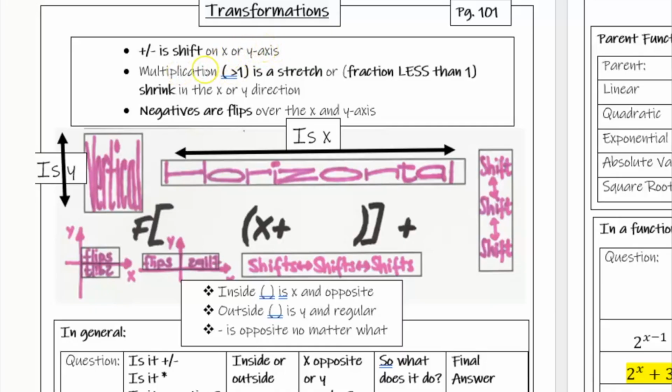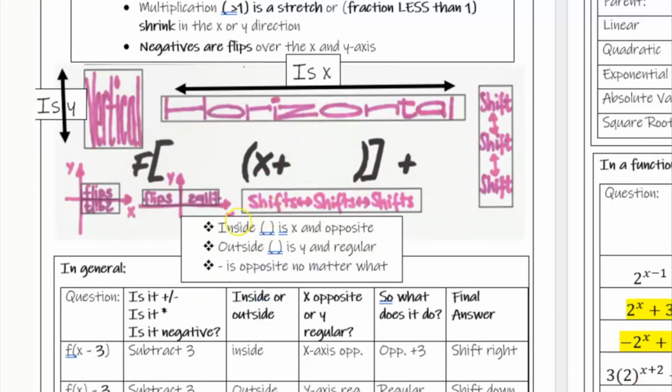Okay. If you're multiplying, if it's bigger than 1, it's a stretch, or if it's a fraction between 0 and 1, then it is a shrink in the x or y direction, depending whether you're inside, x and opposite, or outside, y and regular. Negatives are flips over the x and y axis, doesn't matter where you are. So the questions you're going to ask yourself: is it inside? It's x and opposite. Is it outside? It's y and regular. Negatives are flips, no matter where you are, it's opposite.